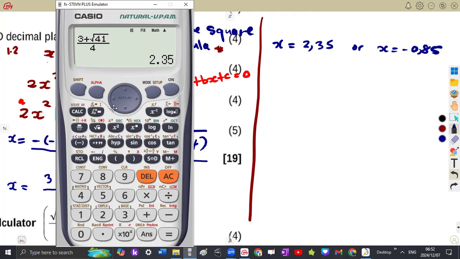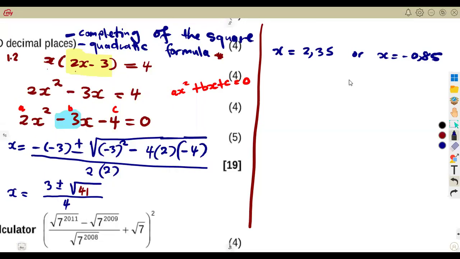So that is the same thing, guys. Even if we are to put a negative here, let us change and put a negative. You see that your answer will be already fixed to 2 decimal places, negative 0.85. So those are some of the things, guys, that you need to know as you are working with your calculator. You need to understand that.